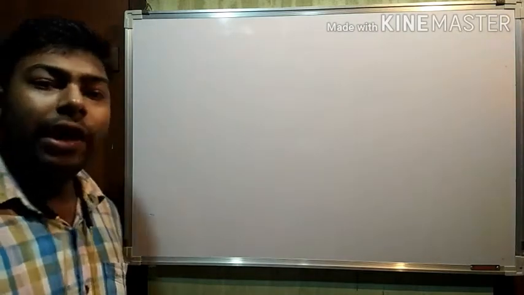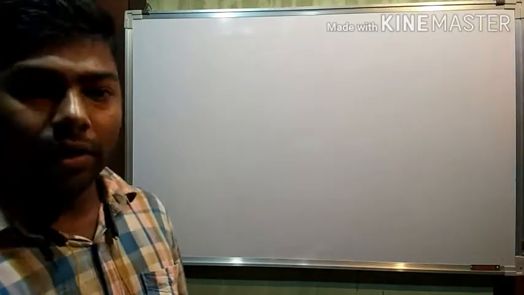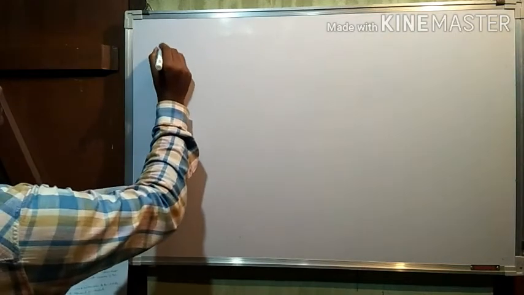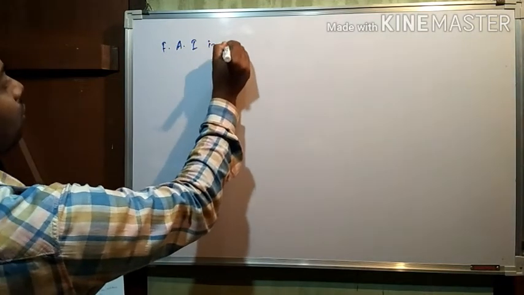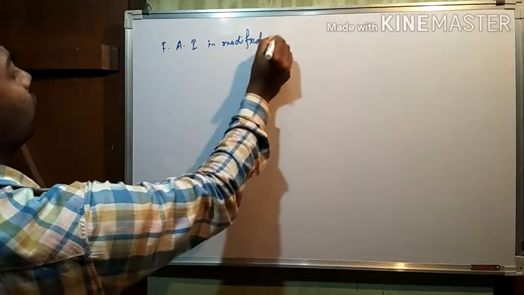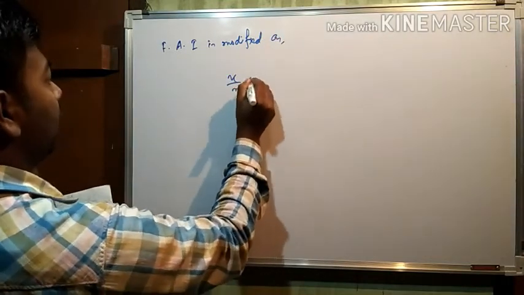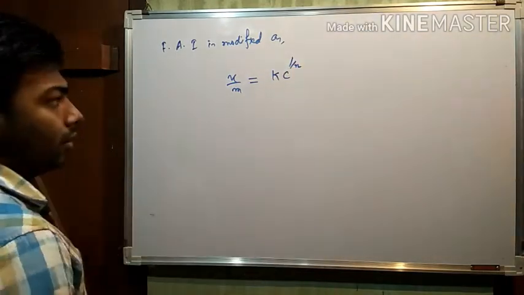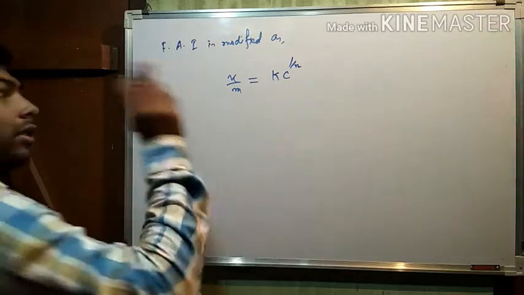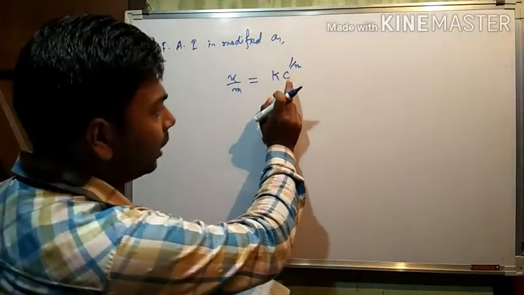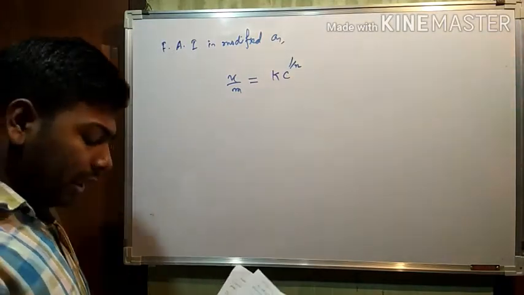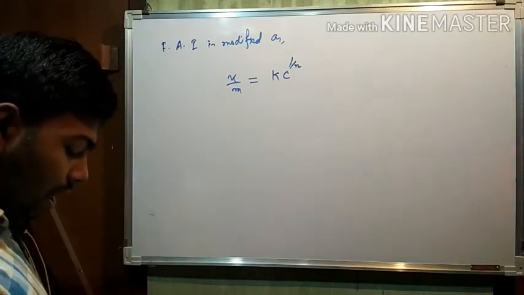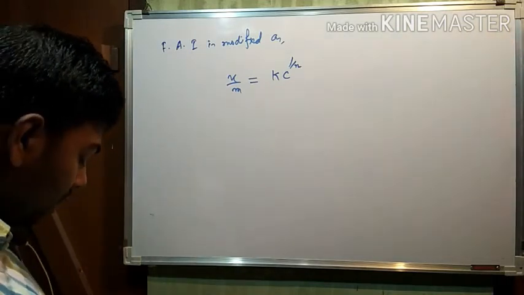Next thing is the Freundlich adsorption isotherm, a little bit modified. The Freundlich adsorption isotherm is modified as x by m equals k c to the power 1 by n. In place of pressure, Freundlich introduced C. C is the concentration of the solution.